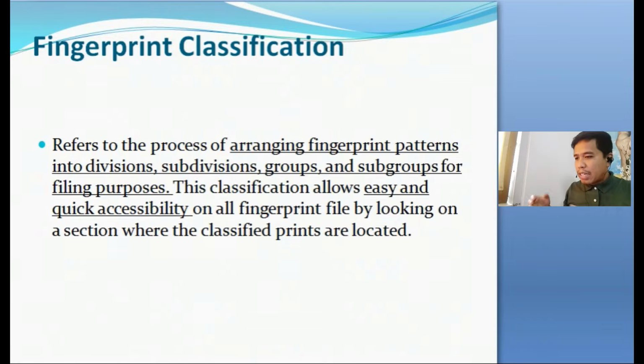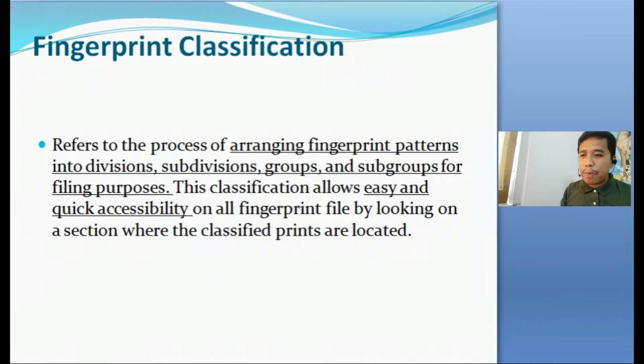So same with fingerprint classification. Imagine you have, let us say, 100 fingerprint files taken from the 100 suspects. So if you will just put and deposit the 100 fingerprint files in one cabinet, what will happen is the next time around, when you look for a particular fingerprint file of a particular suspect, I tell you, it will be very time consuming kasi it will be very chaotic. That is why mayroon po tayong fingerprint classification. Para sa classification, ma-arrange yung fingerprint natin into divisions, subdivisions, groups, and subgroups.